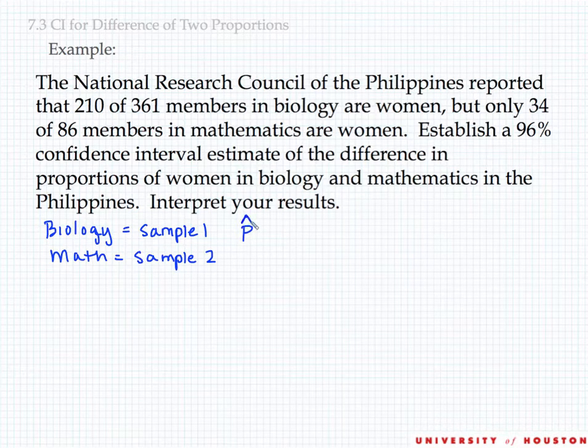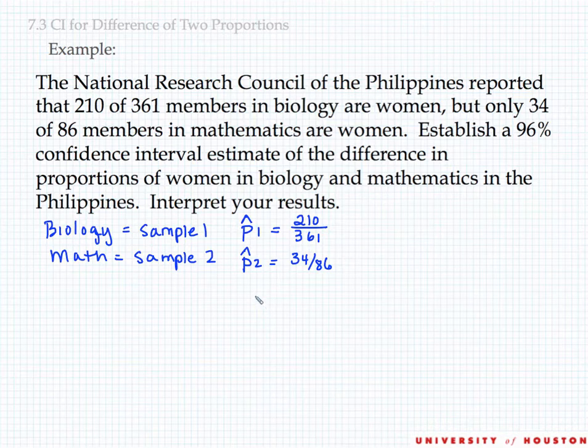This makes our proportion for sample 1 equal to 210 out of 361, and our proportion for sample 2 will be 34 out of 86. Now let's check our conditions. We would assume that each would be a random sample from each of the individual populations. We'll also assume that these are independent populations, biology and math.